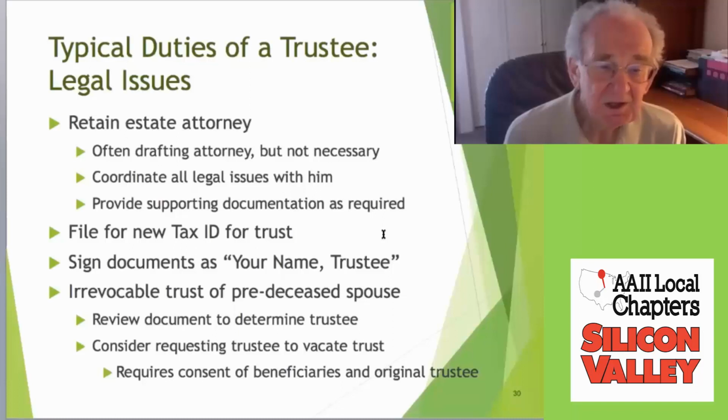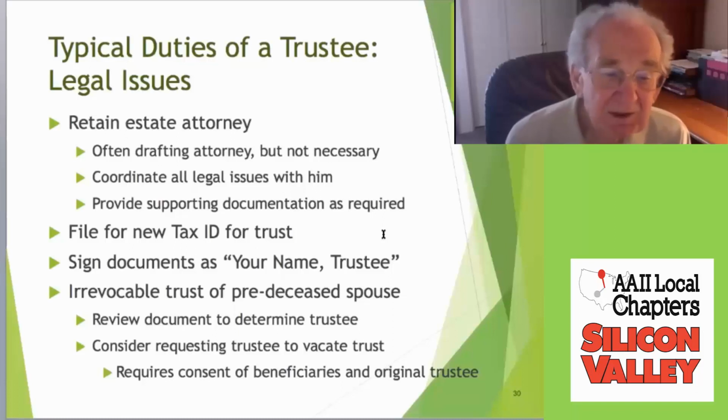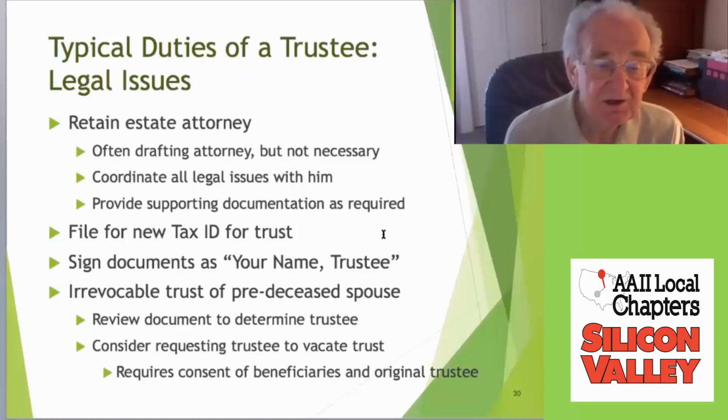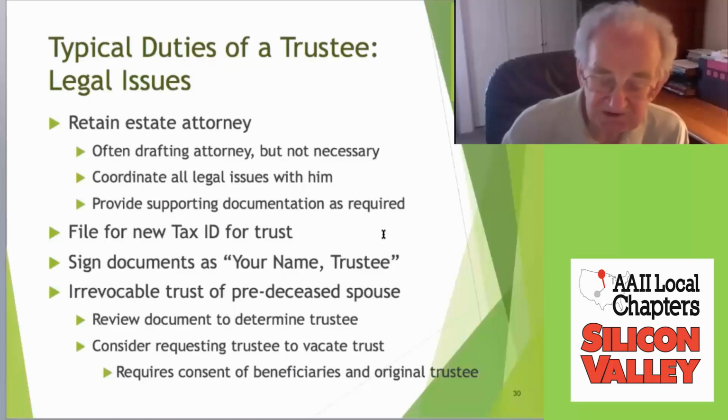Sometimes there's an irrevocable trust for a predeceased spouse. If the deceased spouse is the second to die, there may be an irrevocable trust from the first spouse hanging out there. Sometimes it makes sense to approach that trustee and see if he or she wants to vacate that trust and let you handle both. That's just for convenience, and it doesn't have to happen, but it may be worth at least approaching the other trustee and seeing if it makes sense.